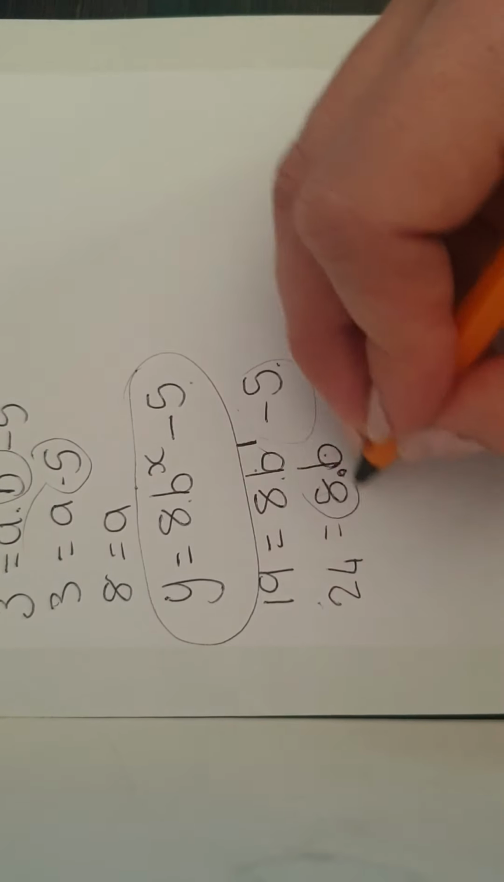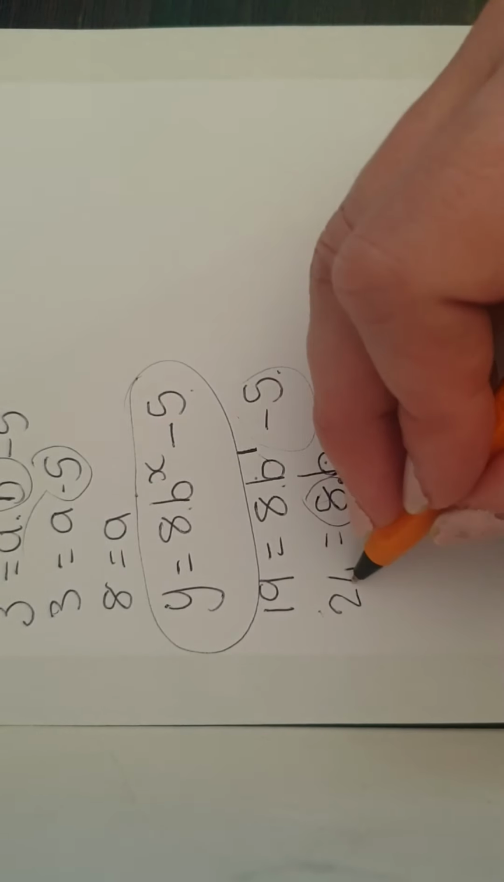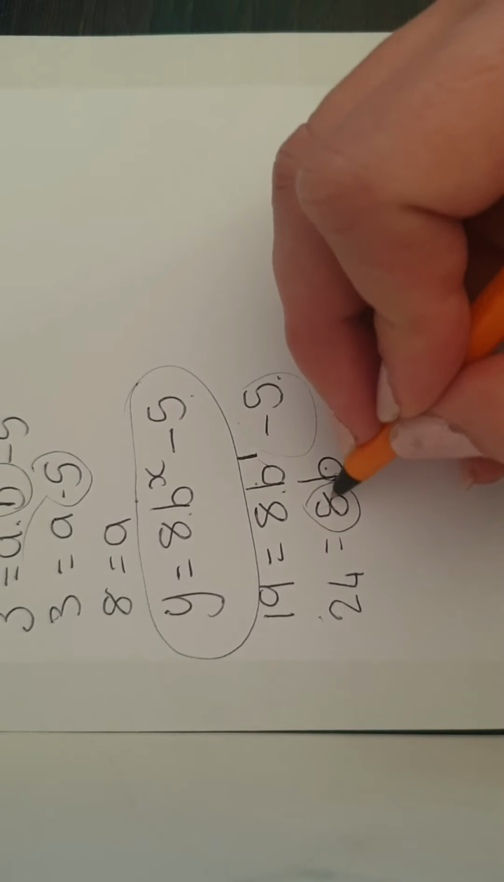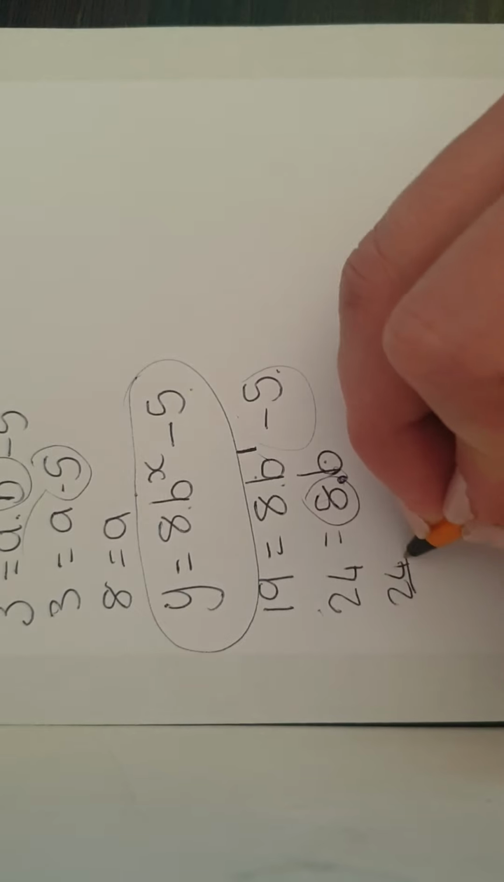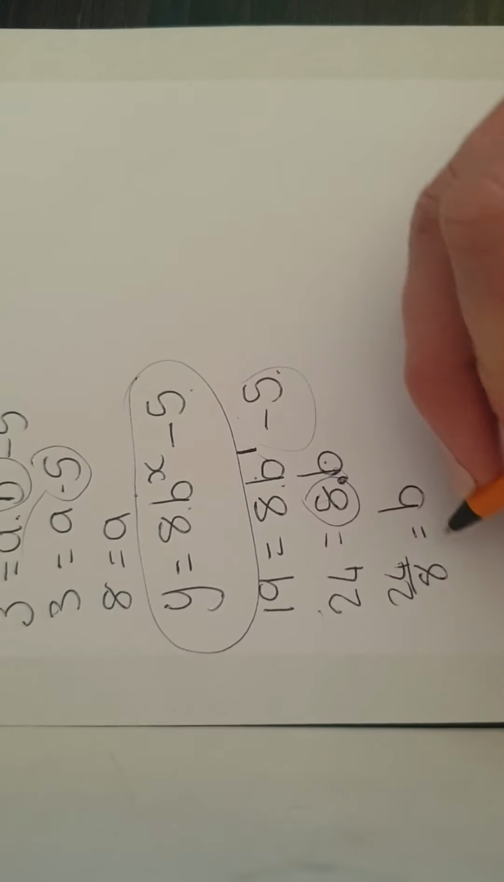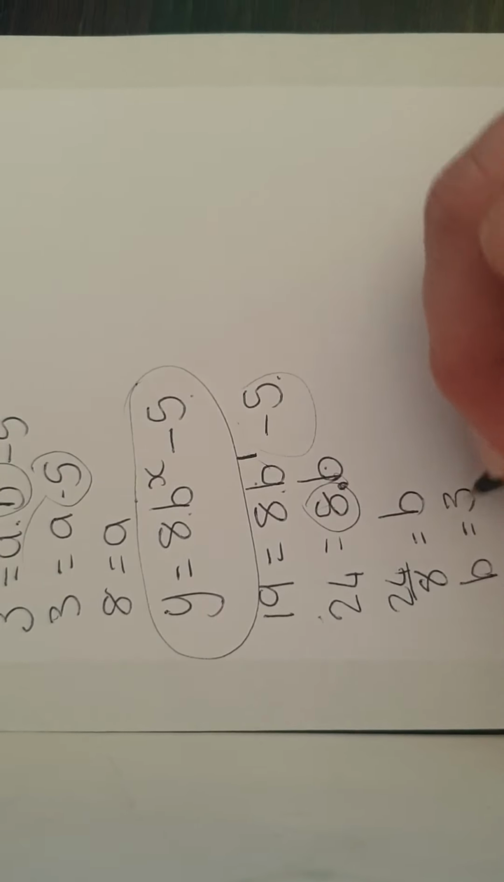Okay, so here I'm multiplying with 8. To get b alone, I'm going to take it over to the other side, which means if I'm multiplying here, I'm going to divide there. So 24 divided by 8 is b, which then equals 3.